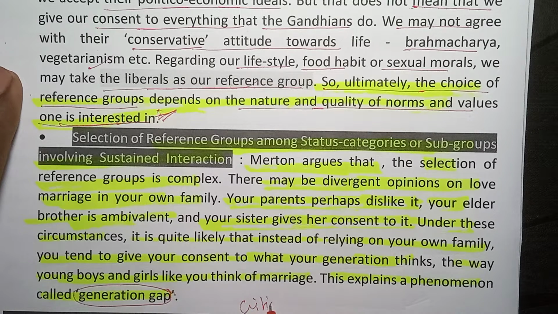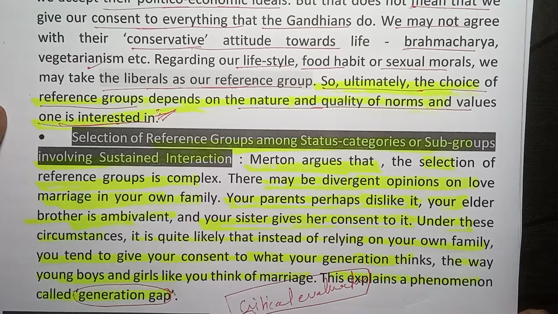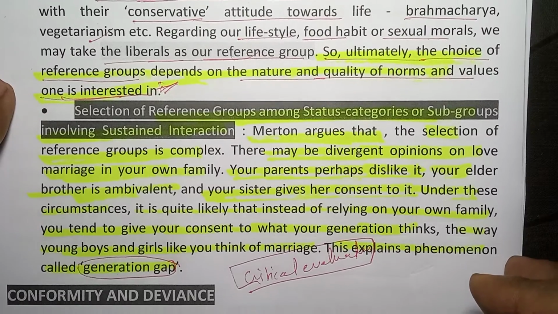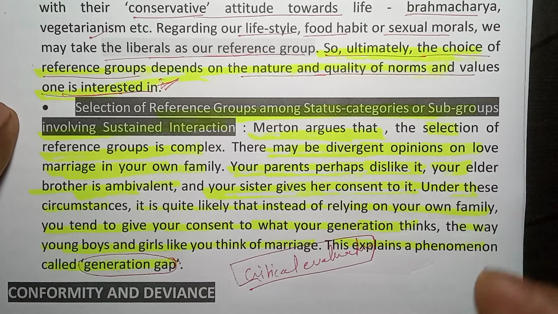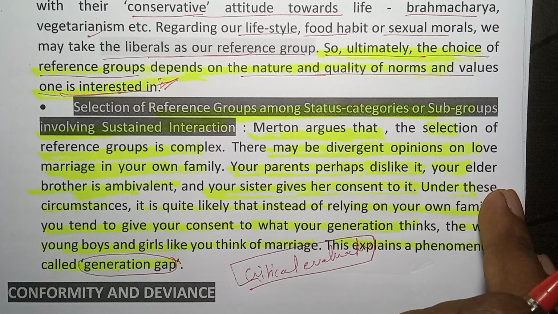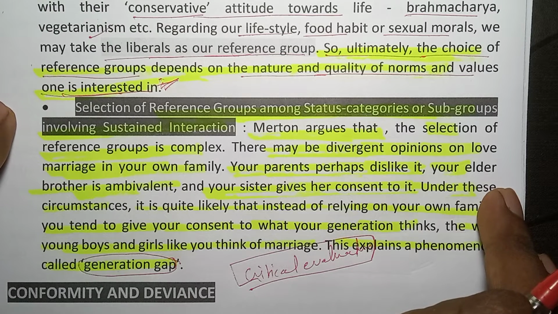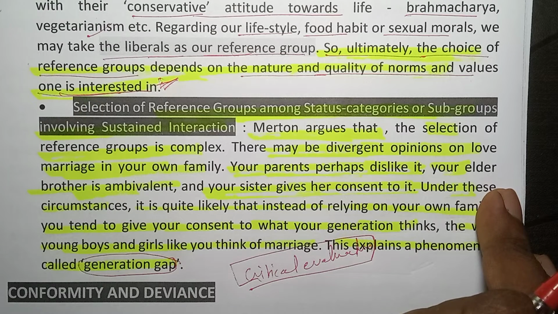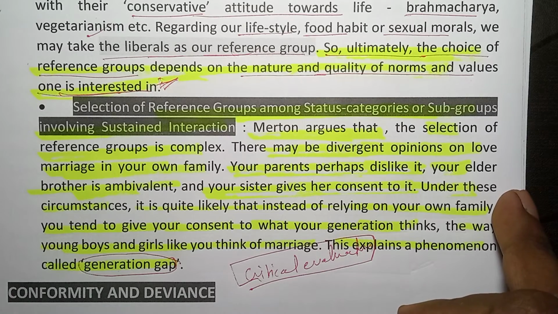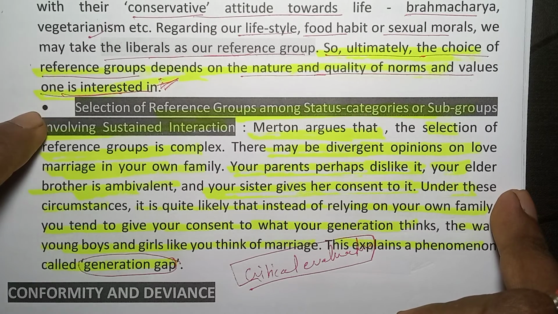For critical evaluation of this concept of reference group, you can do it by yourself. What we need to do is keep 4-5 keywords on the limitations of Merton's work, and apply those 4-5 points here with some changes. So it's all about the concept of reference group.